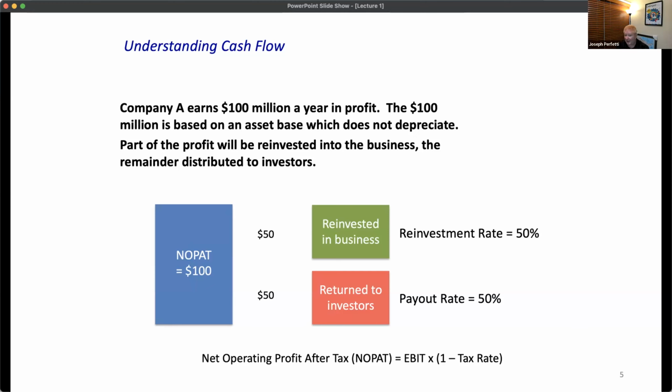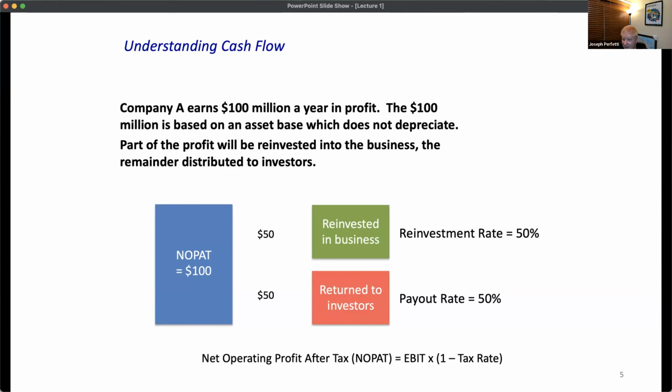The reason why we do it after tax is because you have to pay the tax before the investor gets the cash flow. So hypothetical company, 100 million of NOPAT or NOPLAT. 50 million of the operating profit is reinvested in the business. 50 million in this example is paid out to the investor. That creates 2 additional ratios: the reinvestment rate and the payout rate.